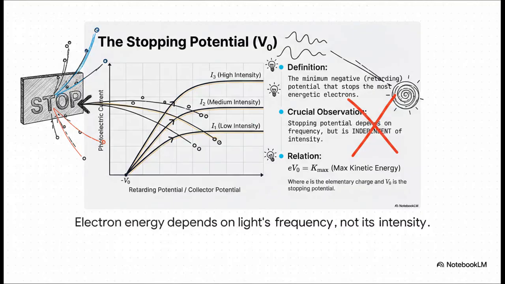And here's where things start to get really weird. You would think, logically, that if you used a brighter, more intense light, you'd be hitting those electrons with more energy, right? They should fly out way faster. But nope, that's not what the experiments showed.